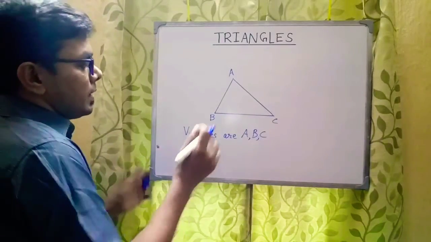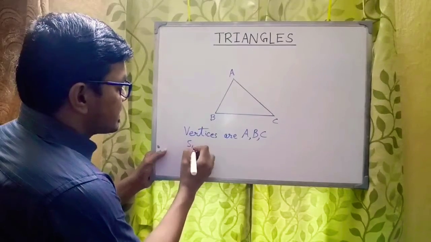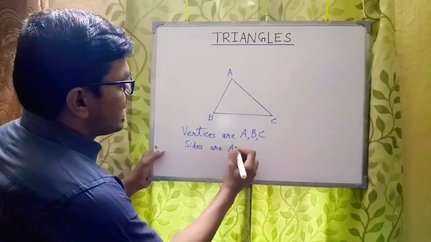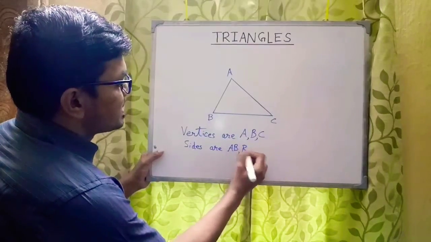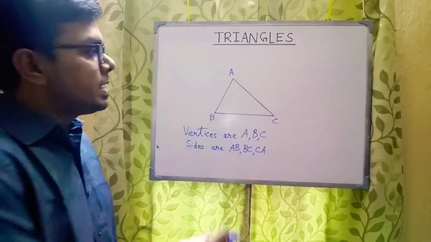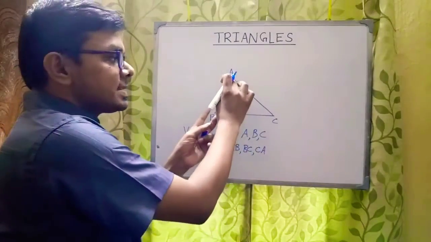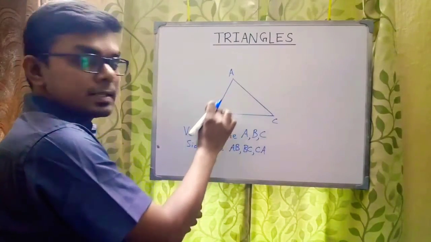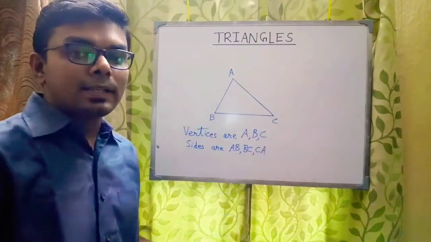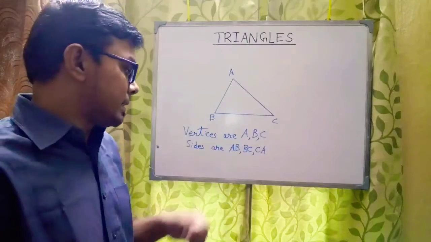Now we have the sides. Sides are AB, BC, CA. So these are the three sides of the triangle. This is the side AB, this is BC and this is CA. I think it is pretty clear for you to understand.